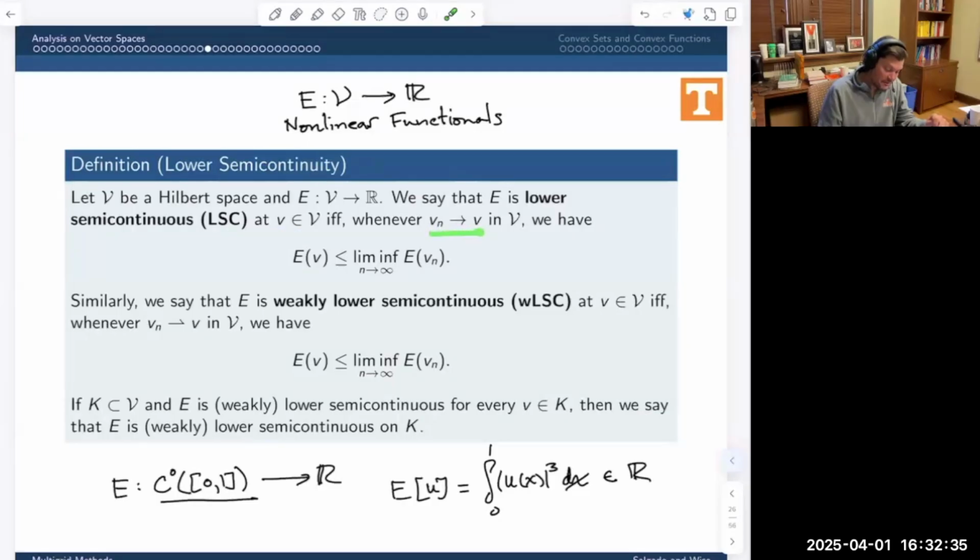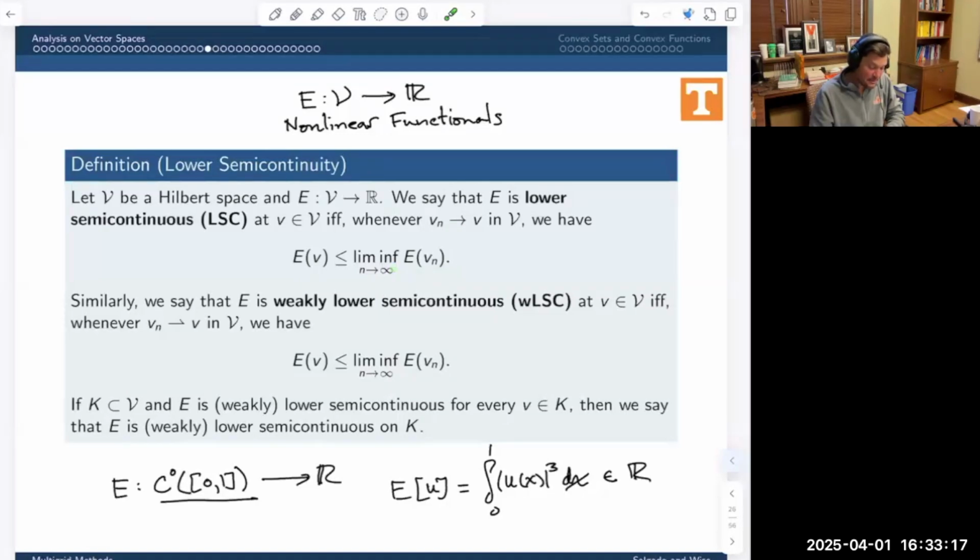Vn converges strongly to V in the Hilbert space. There's a notion of strong convergence, and that's the norm convergence in the Hilbert space. Hilbert spaces have an inner product and a norm which is built from that inner product, so we can definitely talk about strong convergence. By the way, strong convergence is always symbolized by the usual arrow. So it's lower semi-continuous if and only if for every sequence that converges strongly to V, we have the following holding: E of V is less than or equal to the lim inf of E of Vn.